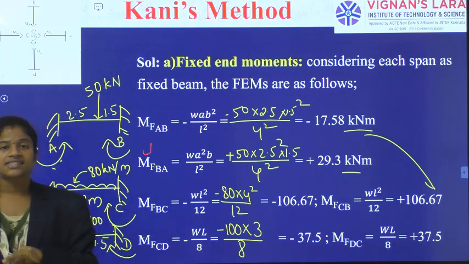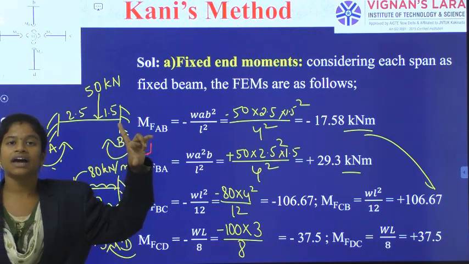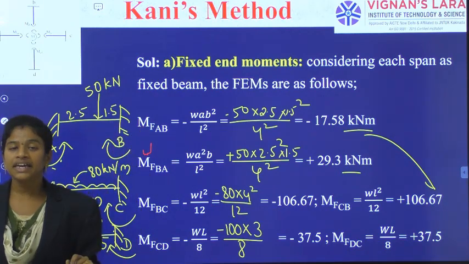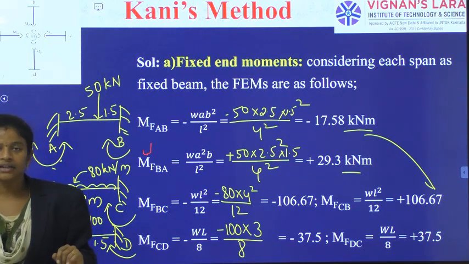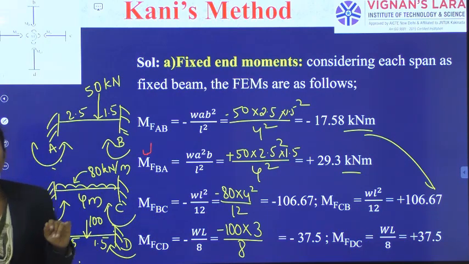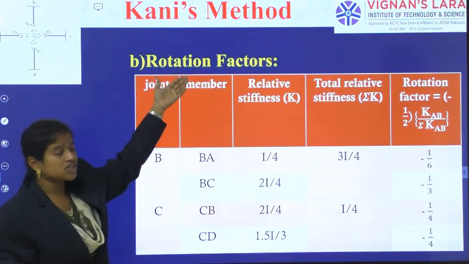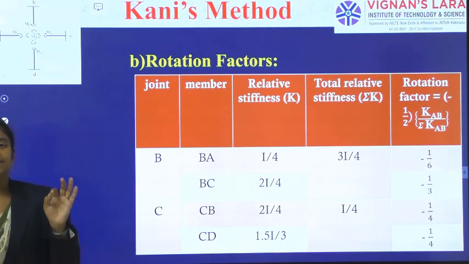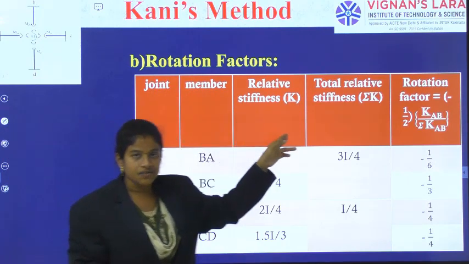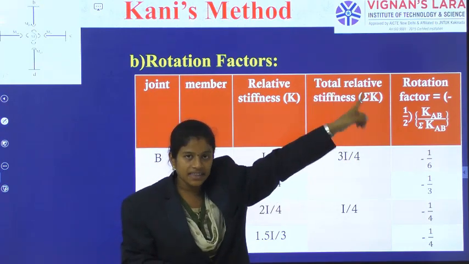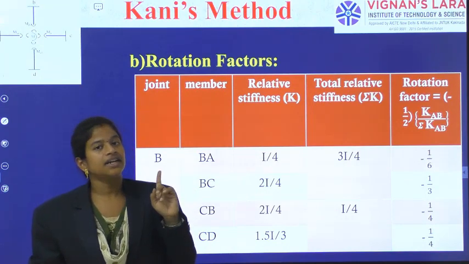Okay. So the next step, like in the moment distribution method, here we will have one more table. There we calculated distribution factors. Here we will calculate rotation factors because this is the rotation contribution method, right? So the next step is calculation of the rotation factors. The table also appears the same: joint, members, relative stiffness, total relative stiffness, and then the final column is rotation factor, like the distribution factor.